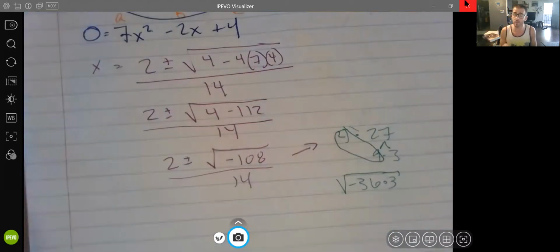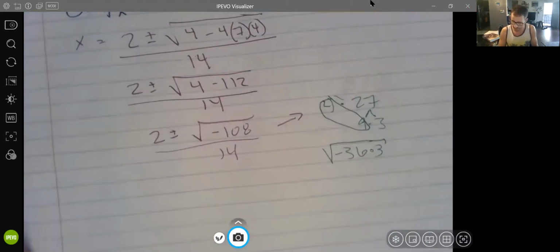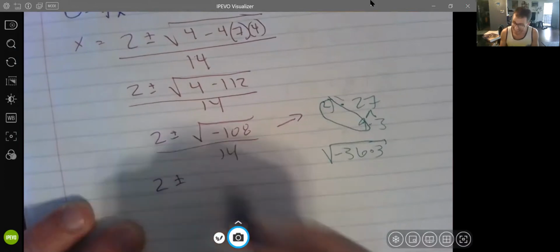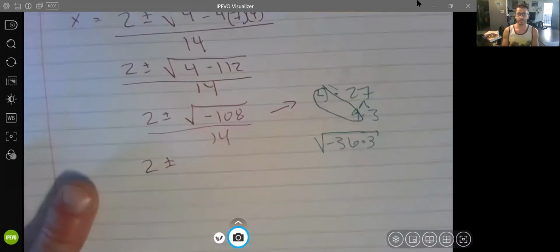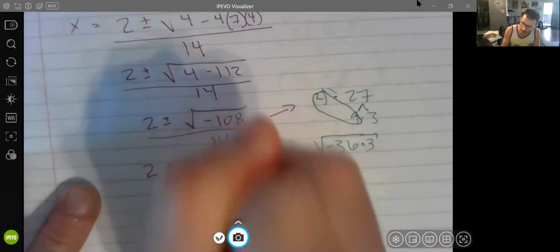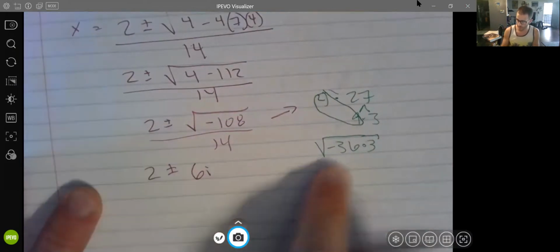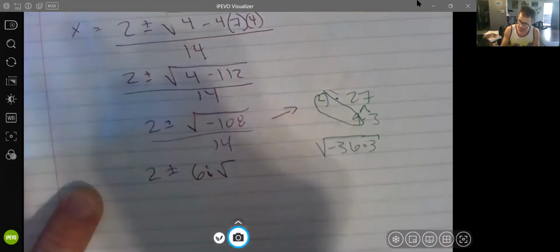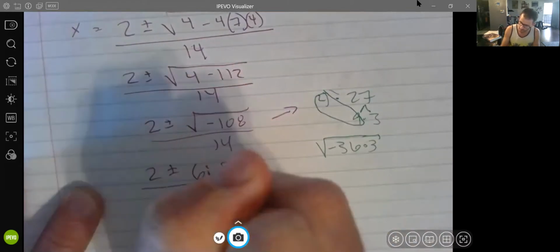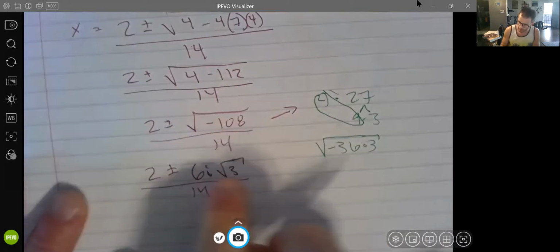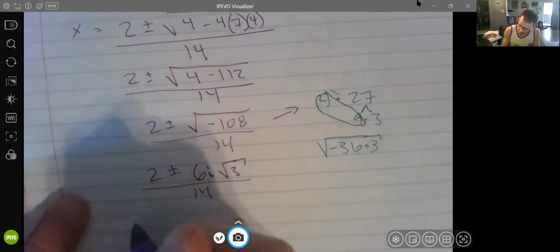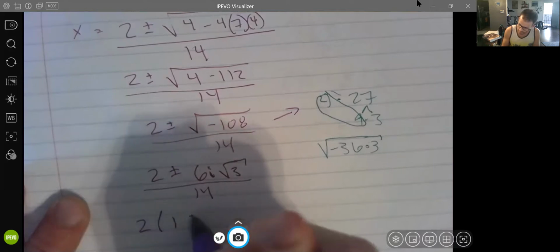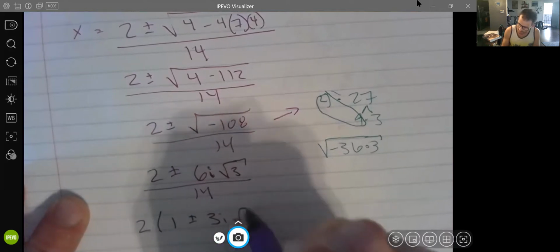What's the square root of negative 36? It's 6i, right? Square root of a negative is i, square root of 36 is 6. Do you know the square root of 3? Nope, stays underneath, all over 14. Okay, look at the numerator. Does a 2 and a 6 have something in common? Yes, it does. We're going to factor out a 2. We're left with 1 plus or minus 3i rad 3.